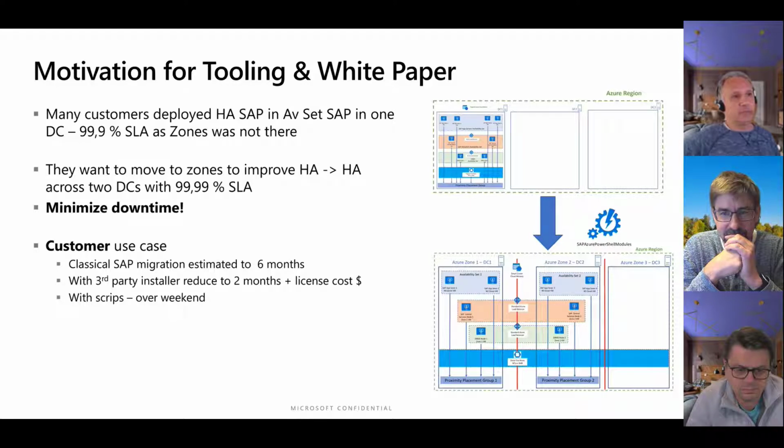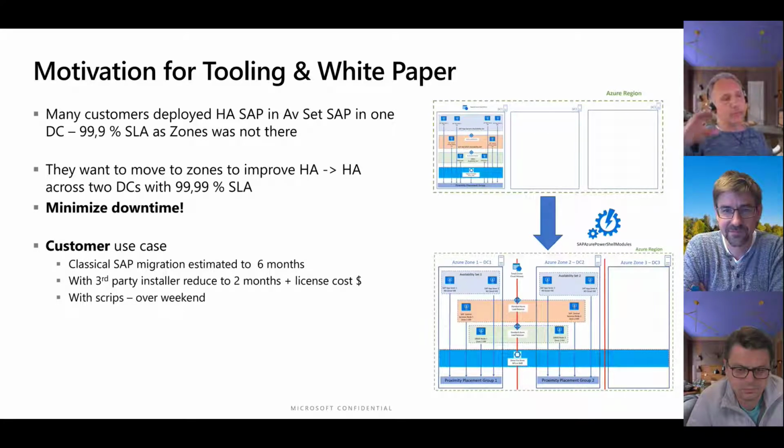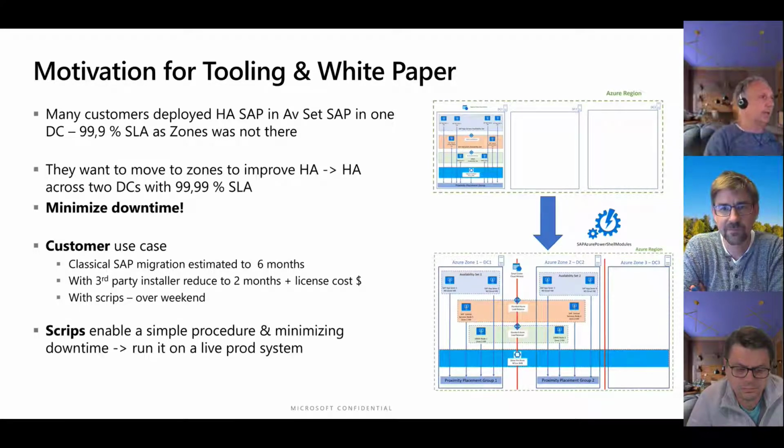Now, basically, with the scripts, they could do it just over the weekend, so to say. Cool. And they could also do it because the script is moving VMs one by one, and because you are in an HA setup, you can do it in a rolling fashion, meaning: move one passive database VM to the zone, the active one is live, do a database failover, then move the other node, and so on and so forth. So the script should help to simplify the procedure and minimize downtime.